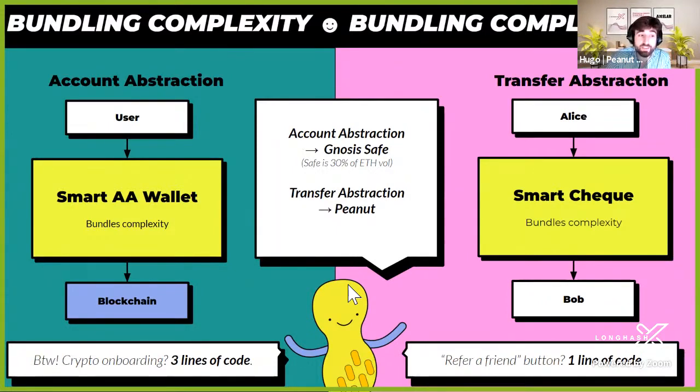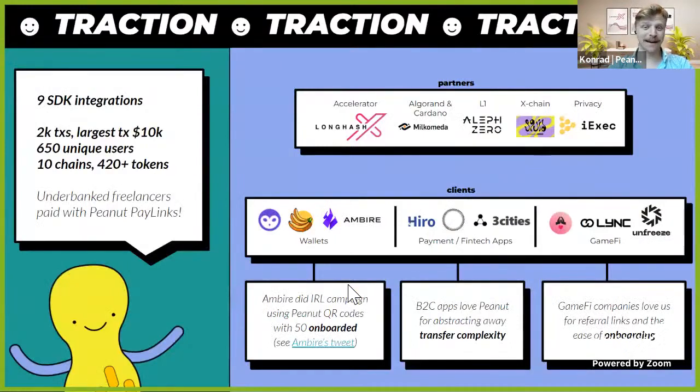Currently, Gnosis Safe is a very popular implementation of sort of account abstraction, and they account for almost 30% of volume on ETH. We anticipate that in the next few years, transfer abstraction will probably account for the same size. And we have some early signs of this already. Despite having just started in October with the idea, we had over 2,000 transactions, with $10,000 being the largest one.